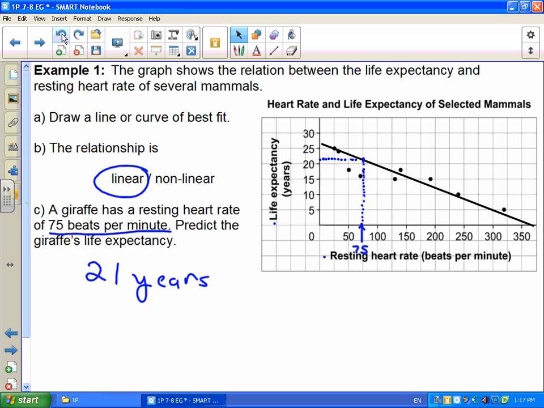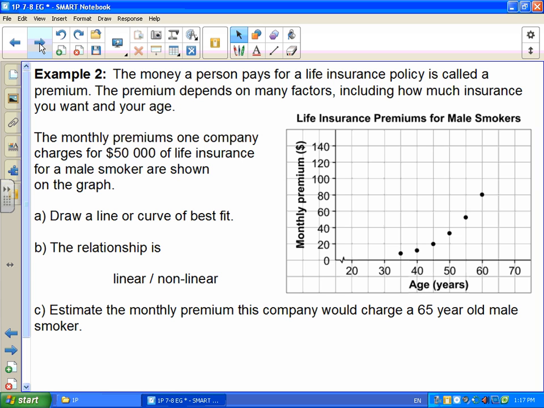So let's take a look at the next example down below. In this situation, we're told that the money a person pays for a life insurance policy is called a premium. The premium depends on many factors, including how much insurance you want and your age. The monthly premiums that one company charges for $50,000 of life insurance for a male smoker are shown on the graph. So this shows the relationship between the monthly premium, or the amount you'd have to pay each month for life insurance, and your age in years, or how old you are.